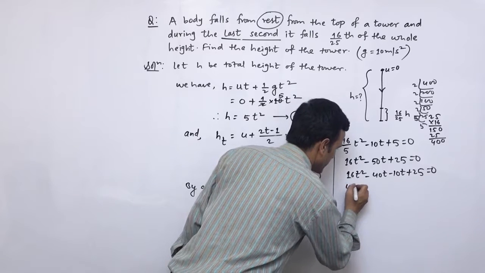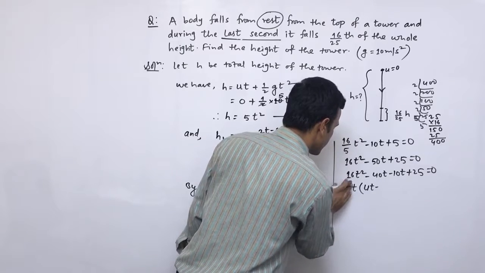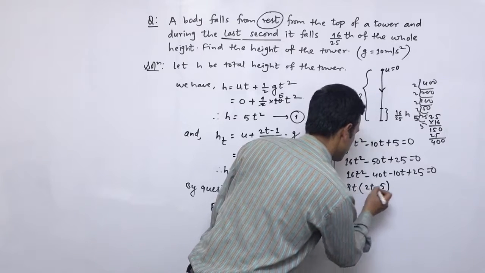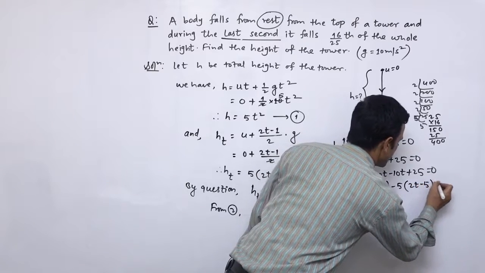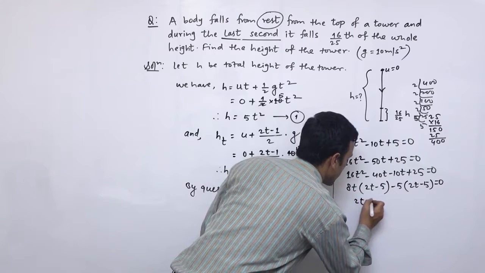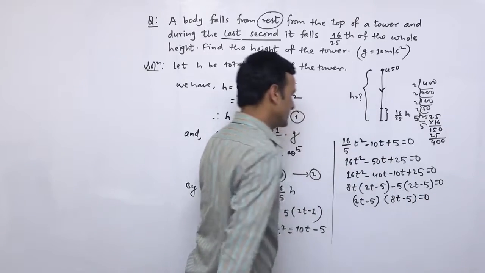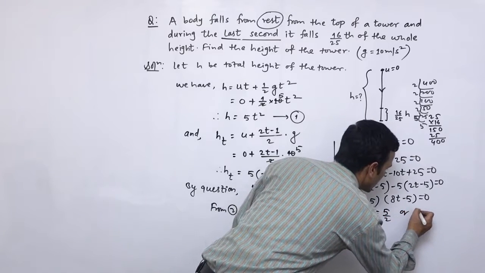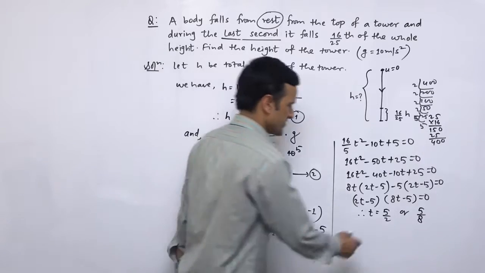So if you take 40 common, then it will be 40 minus 4 tens. It is 8 common. So 8 common, 8 twos are 16, 8 fives are 40, minus 5 common, 5 twos are 10, 5 fives are 25, is equal to 0. So it is (2t minus 5)(8t minus 5) is equal to 0. So from this we get t is equal to 5/2 or 5/8. So these two values are obtained from this.